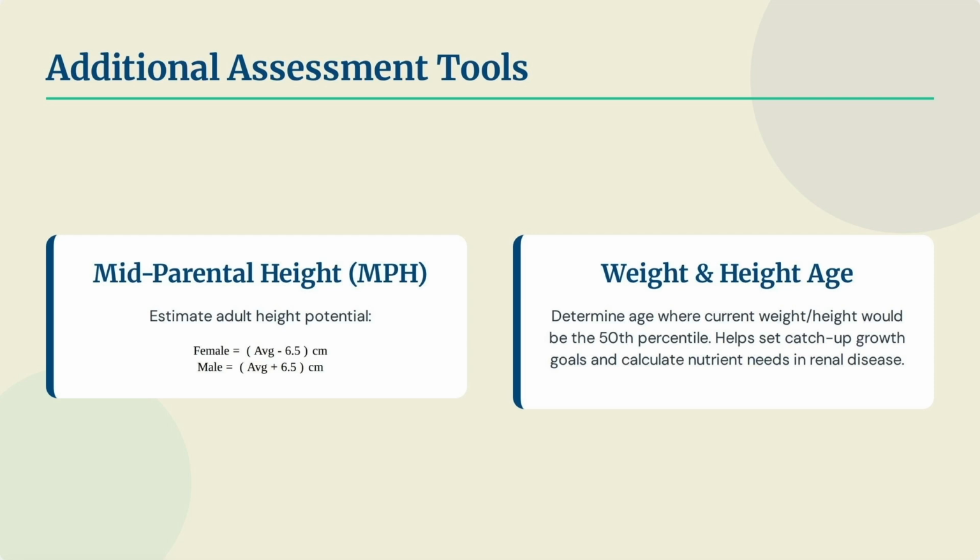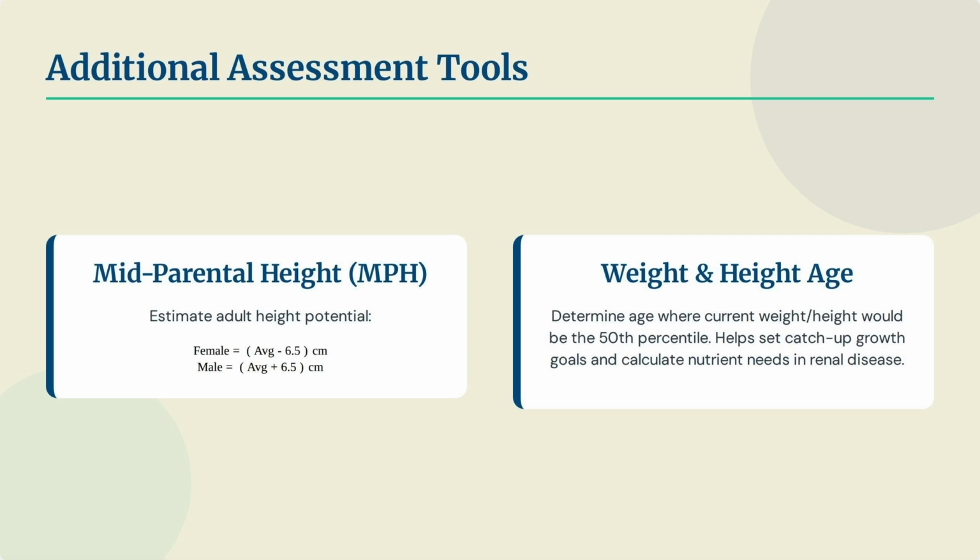MPH for females in cm equals the average of parents' heights in cm minus 6.5. MPH for males in cm equals the average of parents' heights in cm plus 6.5. A child's final height typically falls within 2 standard deviations above or below the calculated MPH. Children growing outside of this range may have impaired linear growth due to malnutrition or other causes.